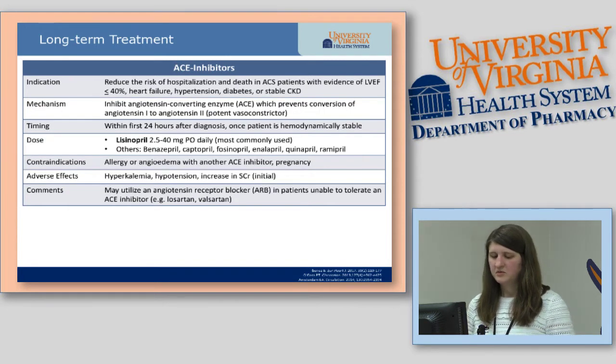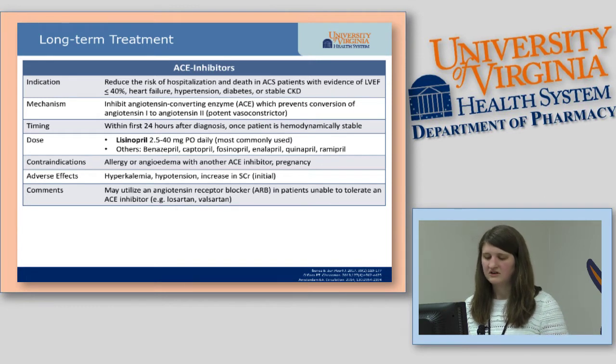The next class of drugs we'll discuss are the ACE inhibitors. They have a similar indication to what we just saw with the beta blockers, but they can reduce the risk of hospitalization and death in acute coronary syndrome patients with evidence of left ventricle ejection fraction less than or equal to 40%, heart failure, hypertension, diabetes, or stable CKD. They work by inhibiting the angiotensin converting enzyme, or ACE, which prevents conversion of angiotensin 1 to angiotensin 2.